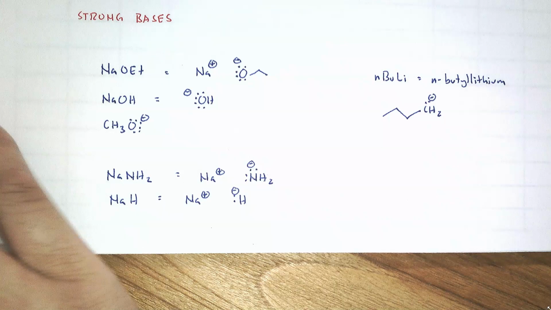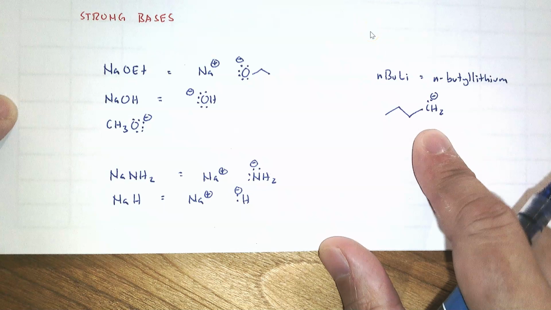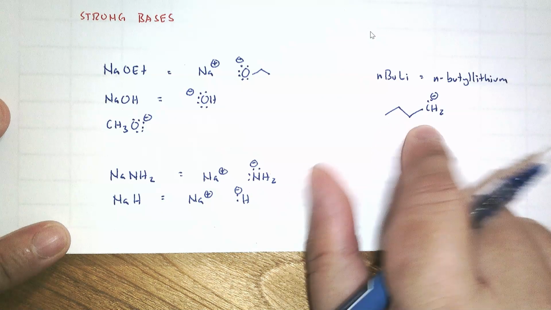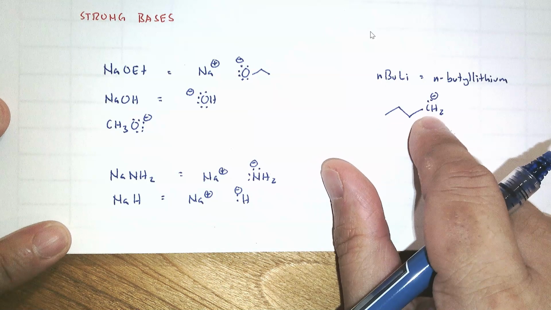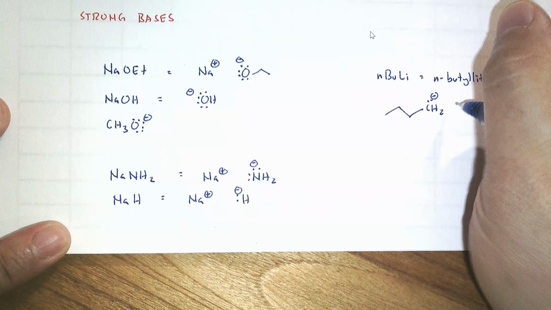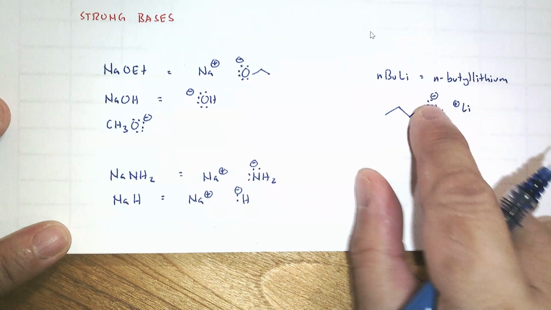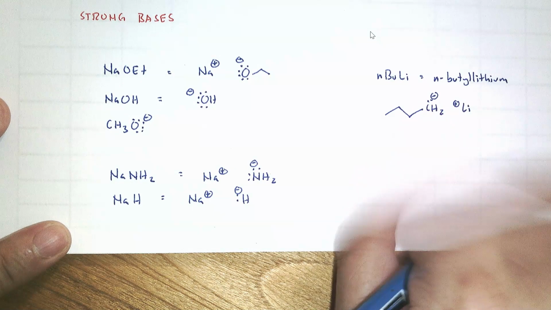Because that strong base came from a very weak acid. Butane is a weak acid, right? The hydrogens on carbons are not very acidic. And then you have your lithium. You could draw it or you don't have to. When you do the mechanism, you're drawing the mechanism arrow from the lone pair.